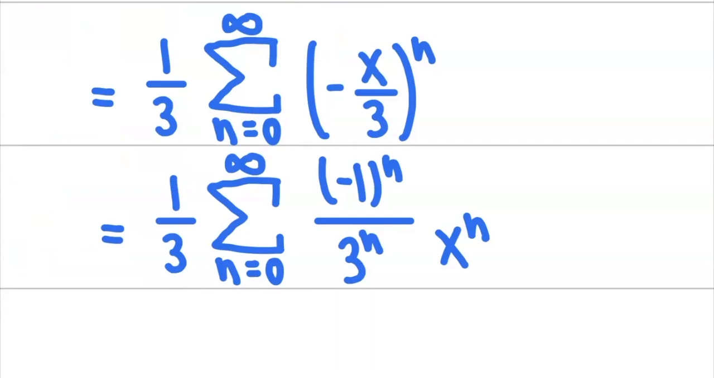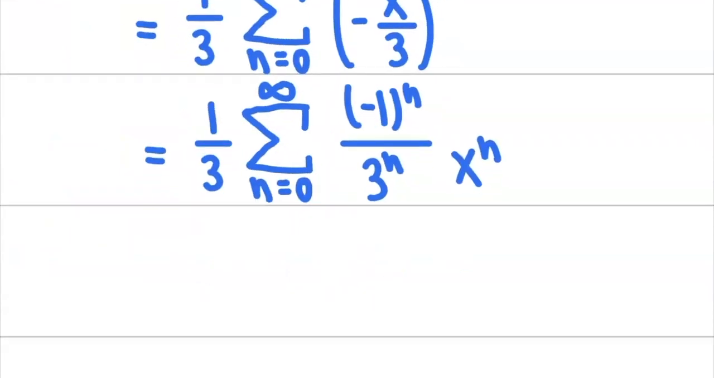So we could just make the denominator 3 to the n plus 1. Exactly, that's right. Using our exponent properties, that 3 to the power of n in the denominator can become 3 to the power of n plus 1.